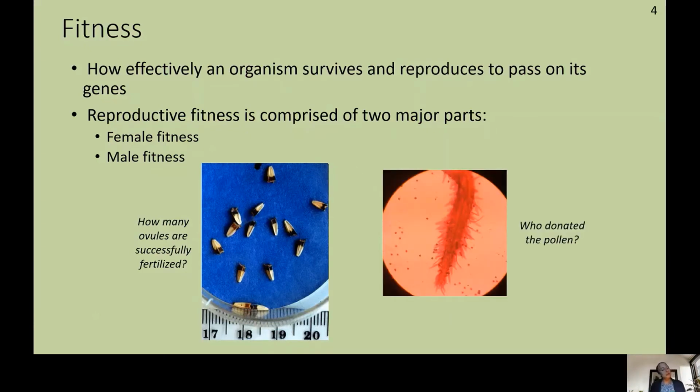As you can see here, based on how we approach these, it's easier to measure female fitness than male fitness. For female fitness, you just have to count the number of seeds that are successfully set, whereas for male fitness, you have to go back and trace where a single grain of pollen came from. Because of this, there's been a lot more research done on female fitness in plants compared to male fitness, so understanding both is key if we want to understand reproductive fitness as a whole.